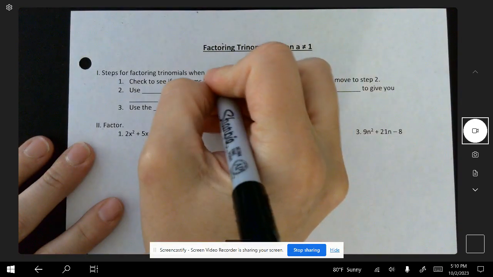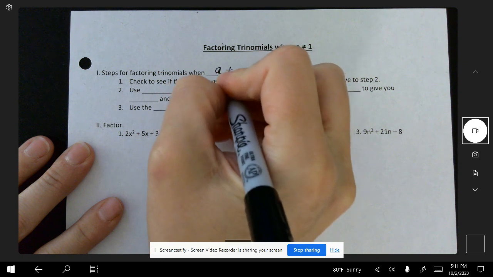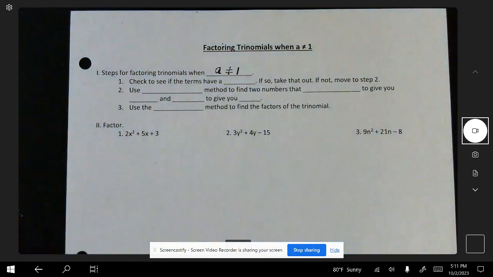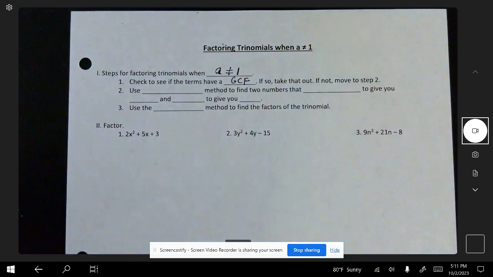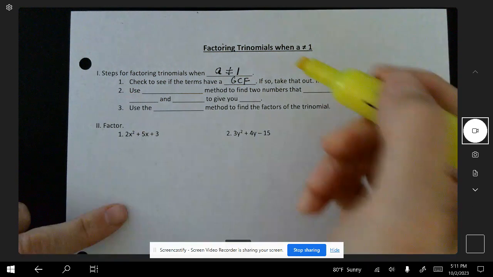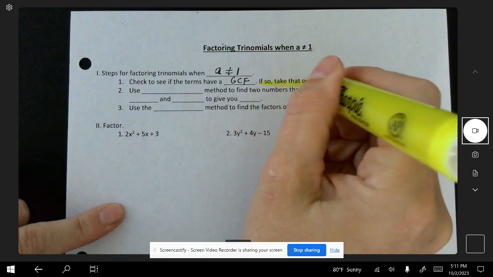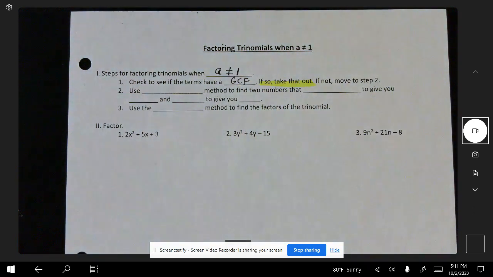So steps for factoring when A is not equal to 1, right? Now, you're going to check to see if the terms have a greatest common factor first, okay? So we're going to check and make sure that we don't have a greatest common factor. If you do have a greatest common factor, you're going to take that out, okay? If not, you're going to move to step 2, okay?